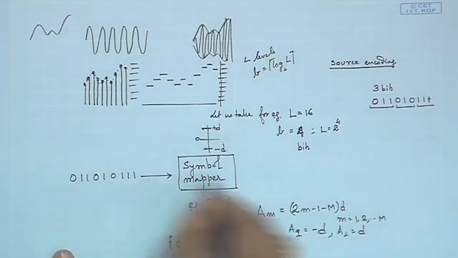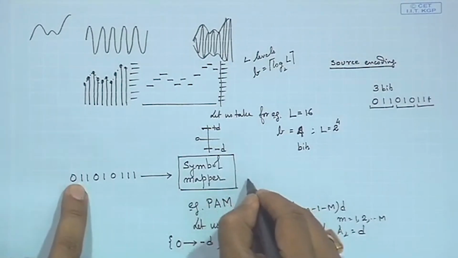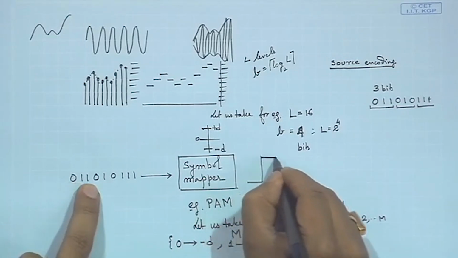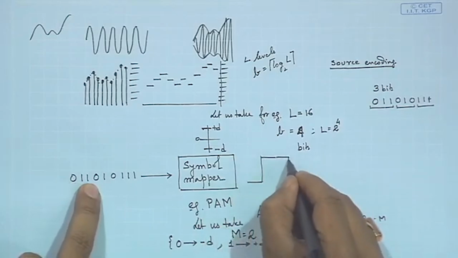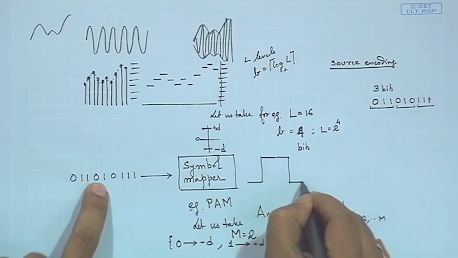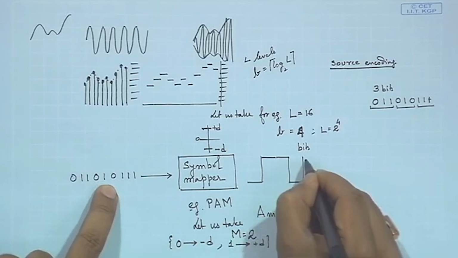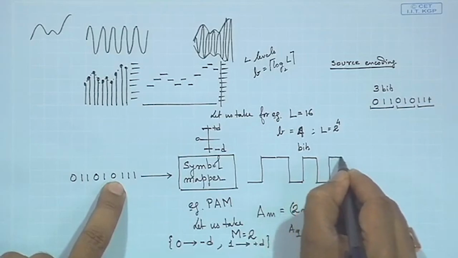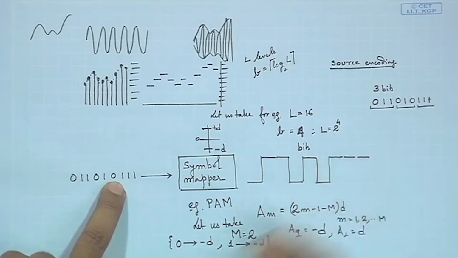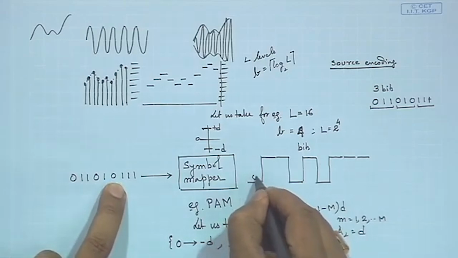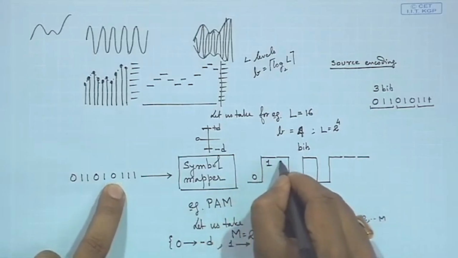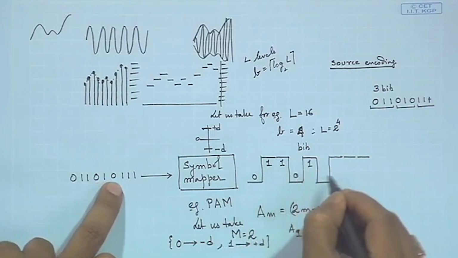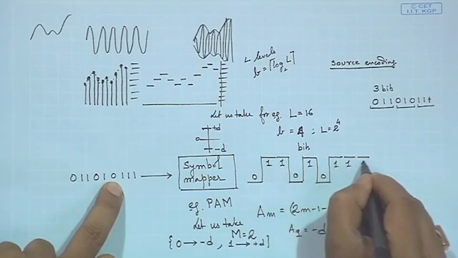So, in this case the symbol mapper output would be a minus d followed by a plus d, followed by a plus d, followed by a minus d, followed by a plus d, followed by a minus d, followed by a plus d, a plus d and a plus d. So, that means this is corresponding to 0, this is corresponding to 1, 1, a 0, a 1, a 0, a 1, a 1, a 1.